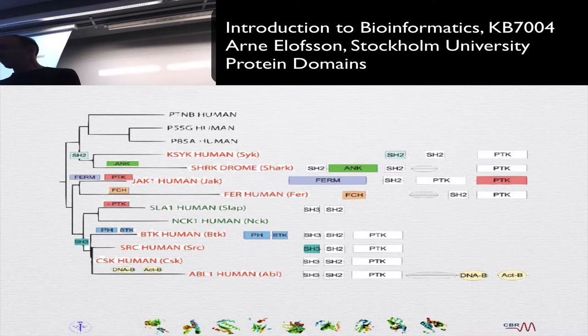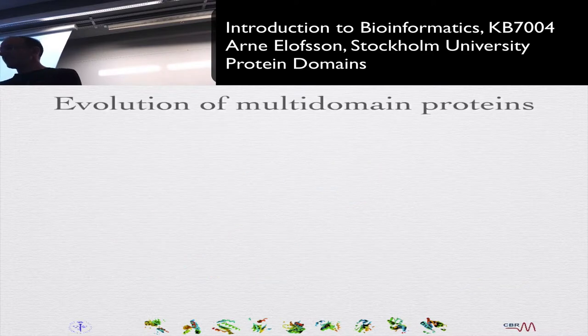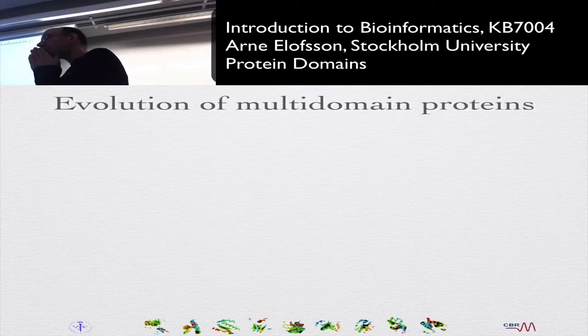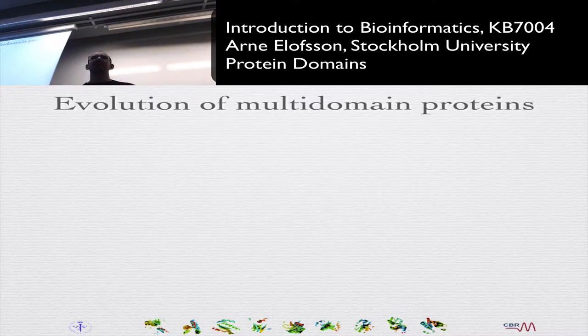So you can keep on asking this, and look at what happens through the evolution of life here. You can take every domain and ask, when did it first appear in life on Earth? And you can also look at every domain architecture, so every combination of domains, and ask when did it first appear?